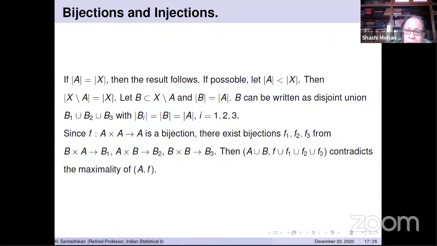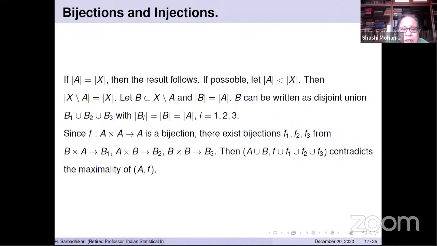F goes from A cross A to A. F1 goes from B cross A to B1. F2 from A cross B to B2. F3 from B cross B to B3. And that means I get from (A union B) cross (A union B) a bijection to A union B, and it extends F. So this thing here, A union B, comma, F union F1 union F2 union F3, is something in your partially ordered set P, which is larger than A.